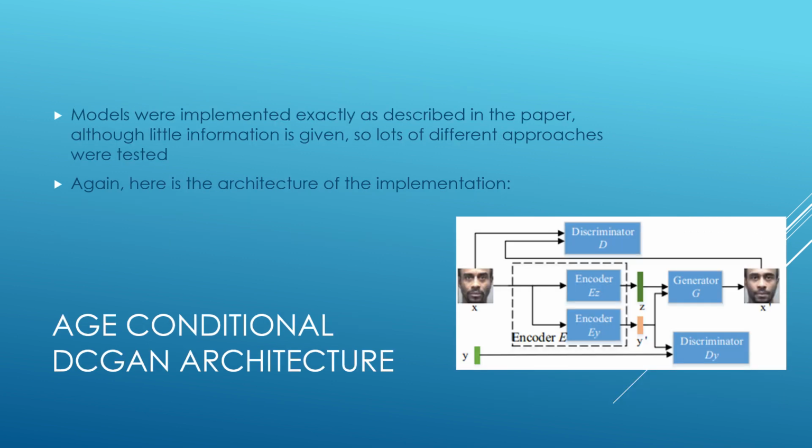All right, so let's get into my DCGAN architecture implementation. Well, really the age conditional DCGAN architecture. As I said before, my models are implemented exactly as described in the paper, which is mostly just the architecture image here, because that's all I really have to go on. And even that image is not fully correct, as I'll speak to later. But I'm showing this image one last time to keep it fresh in your head as I walk through my implementation briefly.